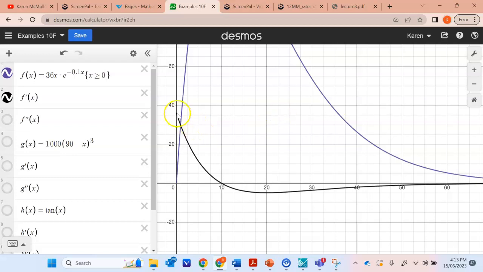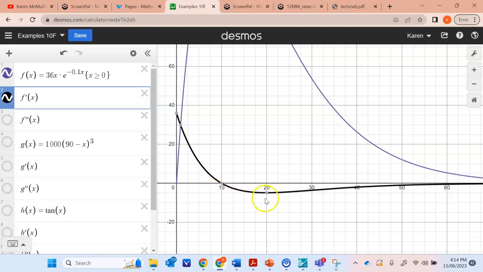So we can see here, starting at 36, and it's increasing. Even though our derivative is going down, it's above the x-axis. So it's positive until it gets to t equals 10. Then it's crossing the x-axis, all right? So at that point, that's where we've got a stationary point.